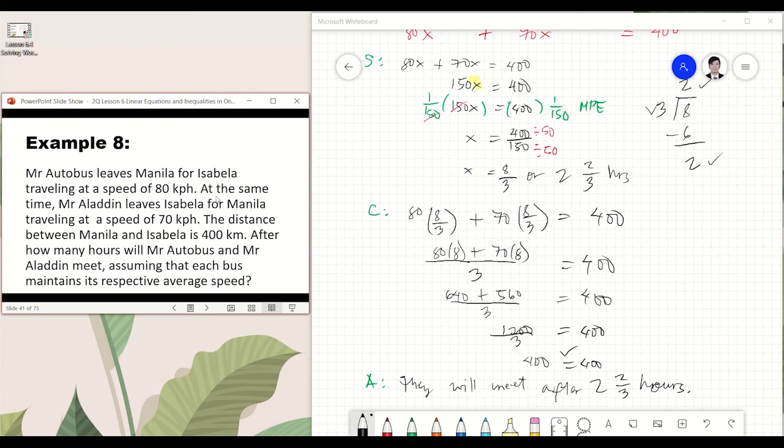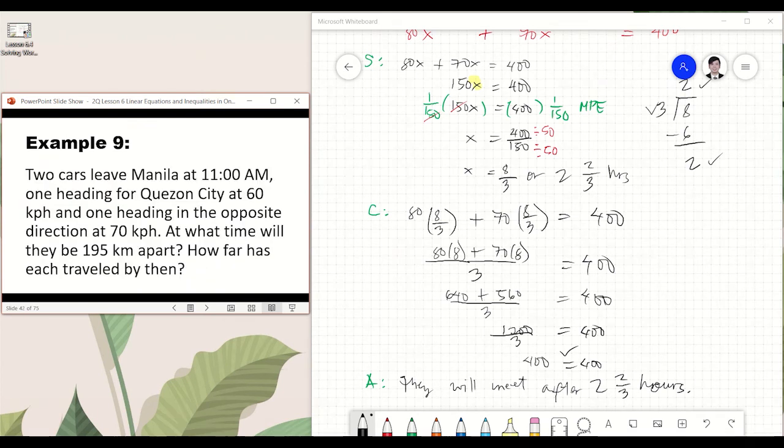Okay, now let's proceed to example number 9. So, yung example 8 natin, yung case niya is all about, we're talking about two different objects meeting in some point. Yung example 9 natin is they leave at the same point, but they go in different direction. So to better understand that, let's have example 9.